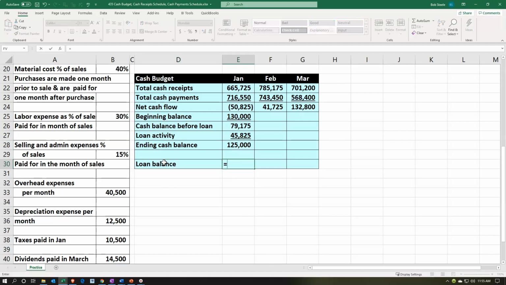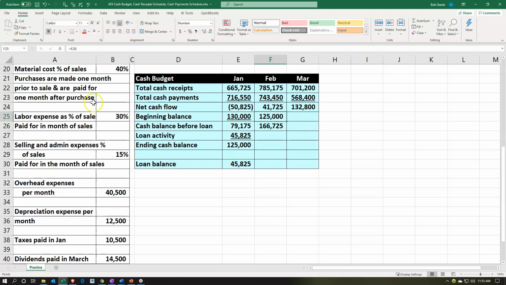If this is the first time we took out the loan, we're now at the 45,825 balance outstanding for the line of credit that we're going to need to pay off in the future. So now we have the beginning balance for February is going to be equal to the ending balance for January. So now we can add these up, equals the sum of the activity and the beginning balance.